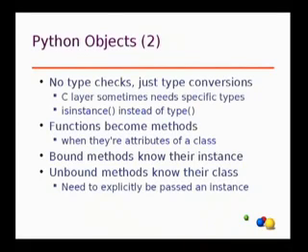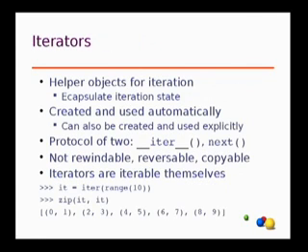Bound methods, on the other hand, are methods that know their instance, and they will be passing that argument automatically, so you call them without the first argument. You start at the second argument, and it all looks normal.